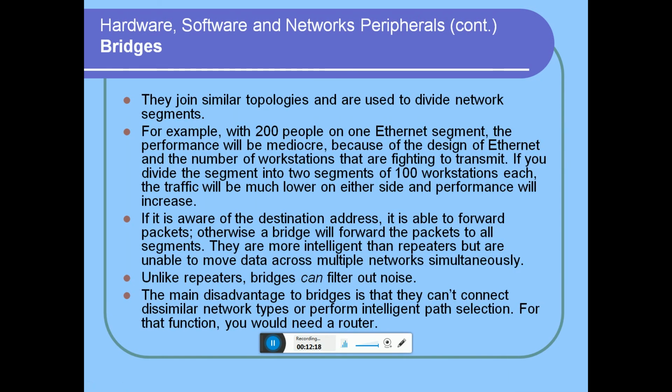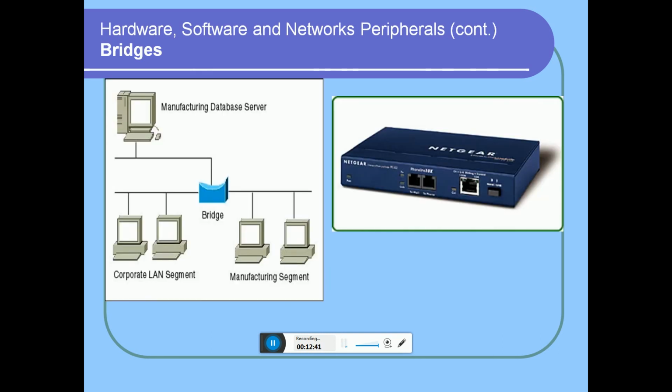Bridges join similar topologies and are used to divide network segments. For example, with 200 people in one Ethernet segment, performance suffers. A bridge looks at the destination address and is able to forward packets only where needed, otherwise the bridge will forward packets to all segments. Bridges are more intelligent than repeaters and hubs. This is the Netgear bridge.